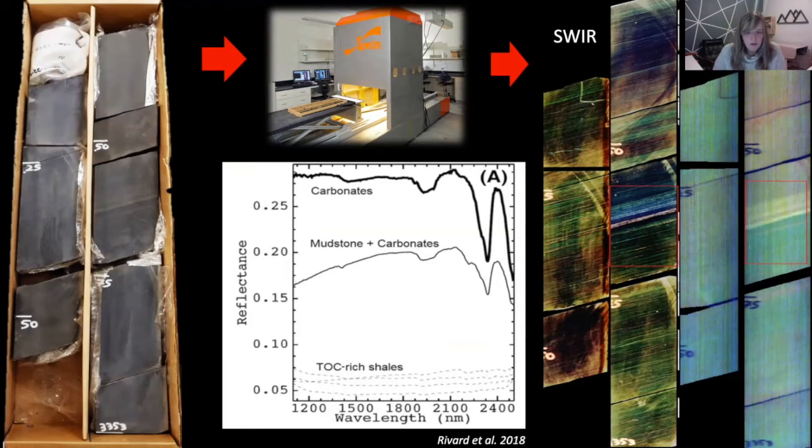This reflectance spectra here is showing basically a typical carbonate spectra, a typical mudstone that might be intercalated with carbonates, and then TOC-rich shales. So each of these is very easily differentiated, and then you can actually pick out certain parts of the spectra that would be highlighting just a particular type of clay or just a particular species of carbonate, for example, or phase of carbonate.